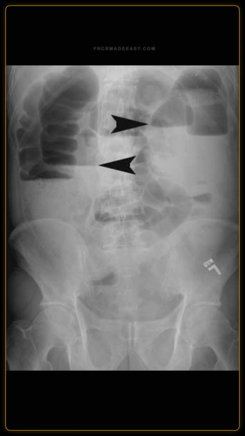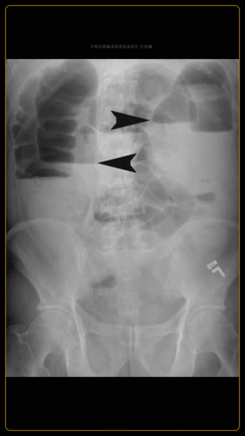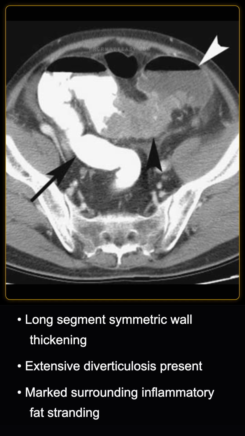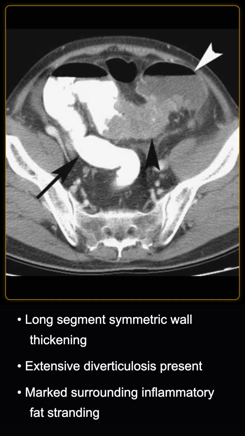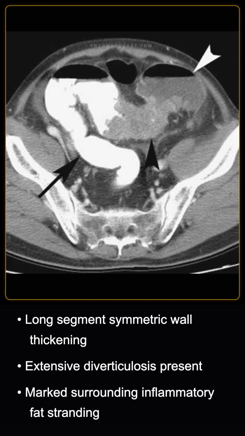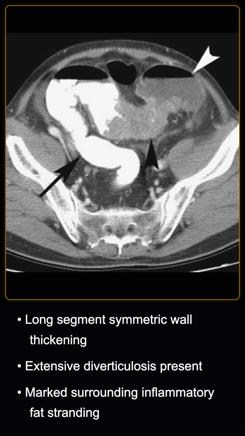And how would stricturing diverticulitis typically appear? Diverticulitis typically shows a much longer segment of symmetric wall thickening, the presence of extensive diverticulosis, and marked surrounding inflammatory fat stranding without discrete lymphadenopathy.